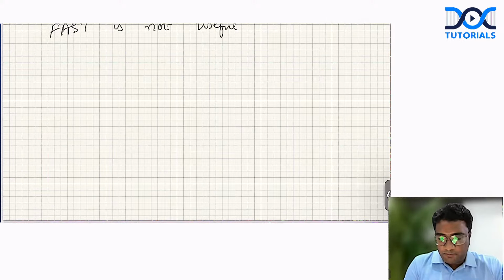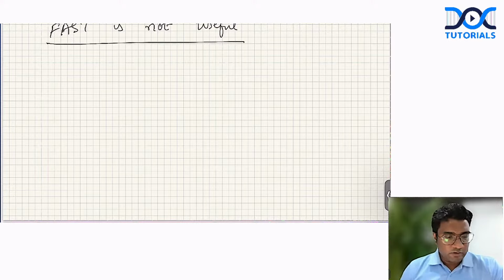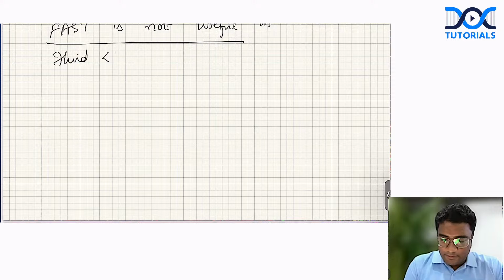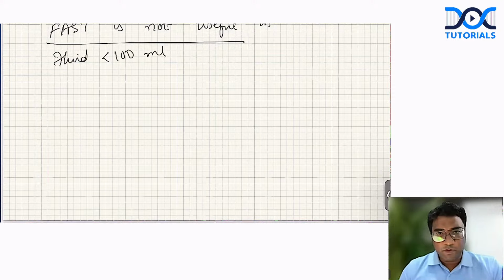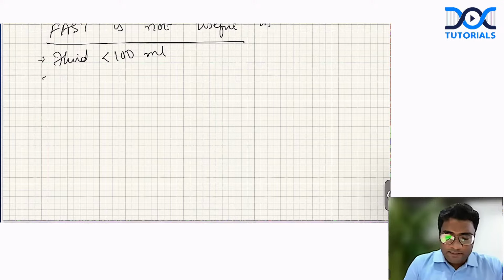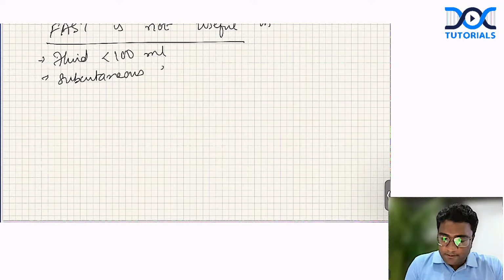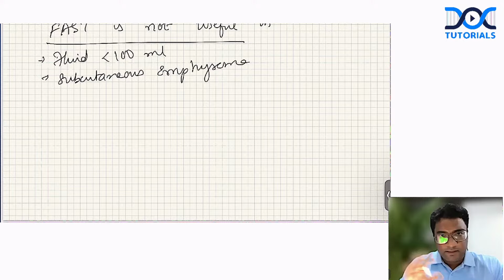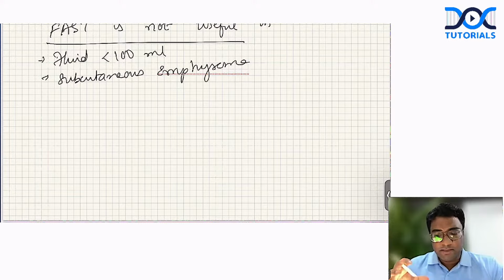In a trauma patient with blunt trauma abdomen, FAST is not useful in case of fluid less than 100 ml. FAST may not pick up the hemoperitoneum if it is less than 100 ml. FAST is also not useful when the patient has subcutaneous emphysema on the abdominal wall. Air will be white, it will reflect the sound, so you cannot go deep in and see the hemoperitoneum. So please remember, in subcutaneous emphysema, FAST may not be useful.